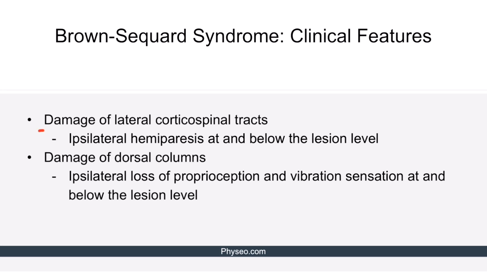CK exam. Damage of the lateral corticospinal tracts results in ipsilateral hemiparesis at and below the lesion level. Also, damage of the dorsal columns results in ipsilateral loss of proprioception and vibration sensation at and below the lesion level. Why are the manifestations here ipsilateral? Recall from our lecture on localizing neurologic lesions that symptoms and signs are ipsilateral when the lesion is below the decussation site of the tract. Corticospinal tracts and dorsal column pathway decussate in the brainstem.